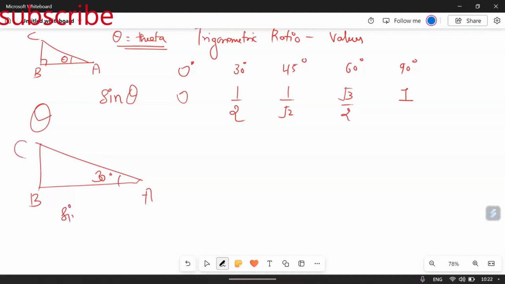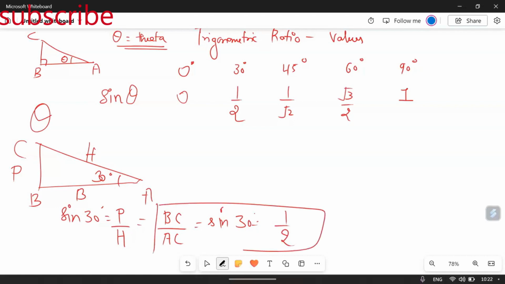So sin 30, you know that sin 30 is perpendicular upon hypotenuse. And what is perpendicular in this triangle? BC. BC is your perpendicular, this AB is your base, and this is hypotenuse. So BC upon AC is always equal to sin 30 degree, and we know the value of sin 30, so we can say it is always equal to 1 by 2. So it is a kind of relation between the sides using the angles.